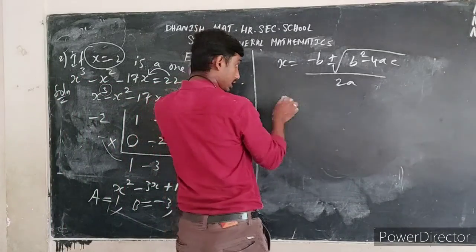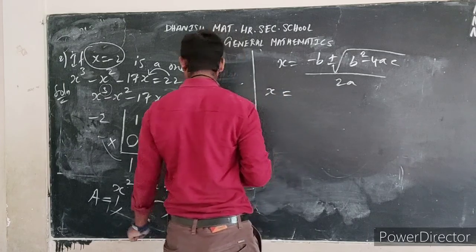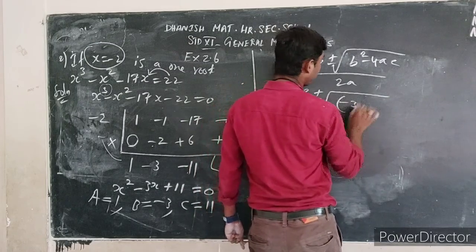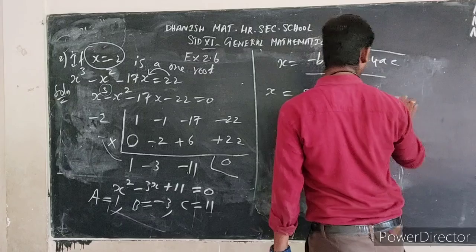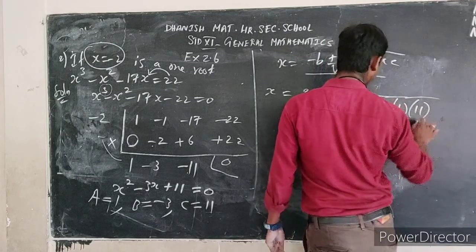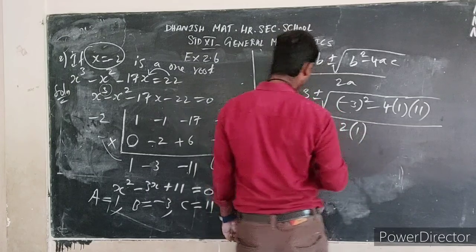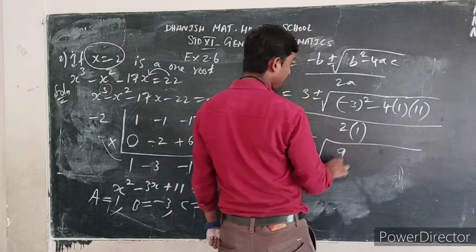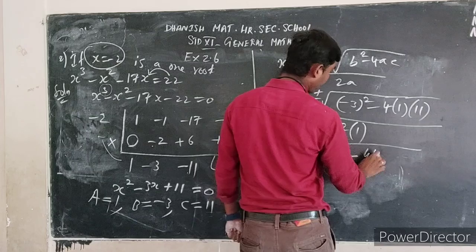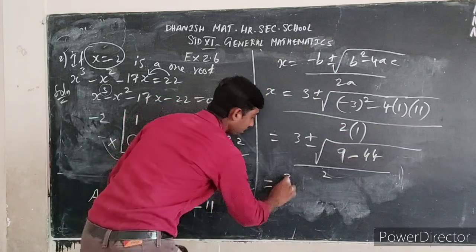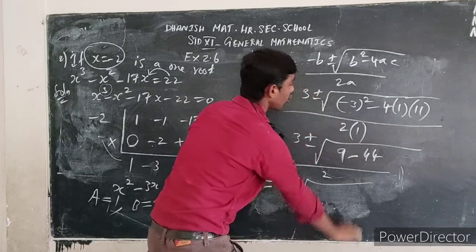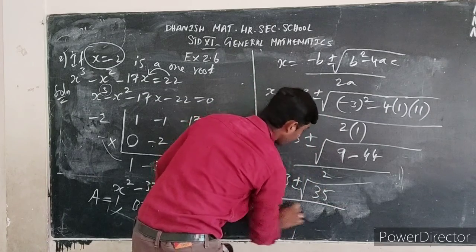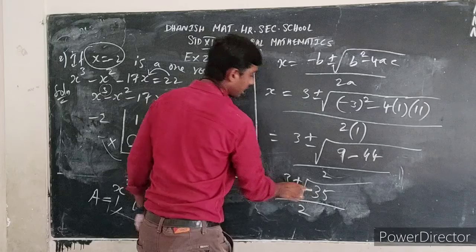Now we are going to substitute in the quadratic formula. What is the value we are getting here? Minus of minus 3, that will be plus 3, plus or minus root of minus 3 the whole square, minus 4 into 1, into c value 11, divided by 2 into 1. So here we are getting 3 plus or minus root of minus 3 square, that will be plus 9. 4 into 11 that will be 44, divided by 2. Then 3 plus or minus, the subtraction of 44 minus 9, 35 divided by 2.